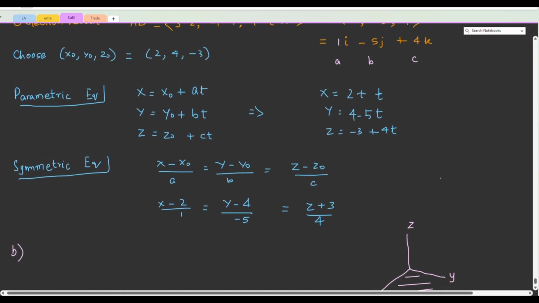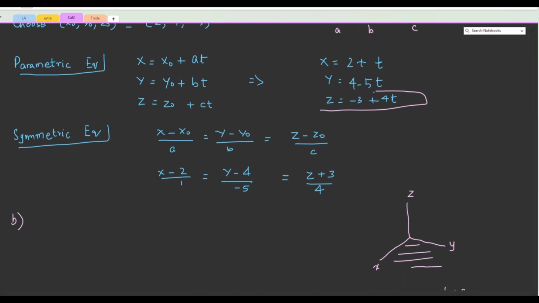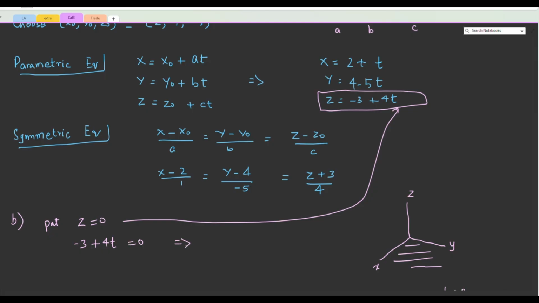So put this value of z equals 0 in the equation of z. What you can do is put z equals 0 in this equation. That will give you minus 3 plus 4t equals 0. If you simplify this, we will get the value of t. So the value of t will be equal to 3 by 4.